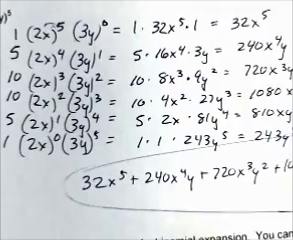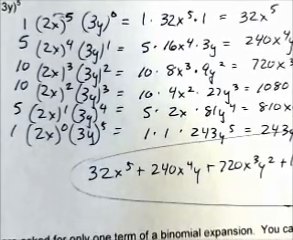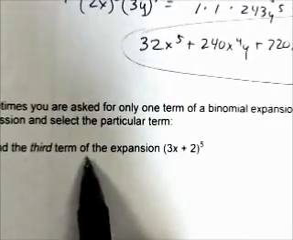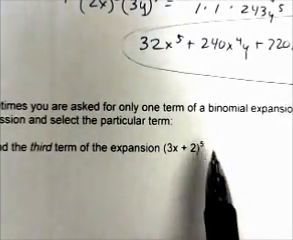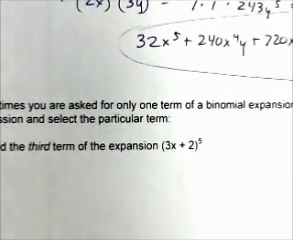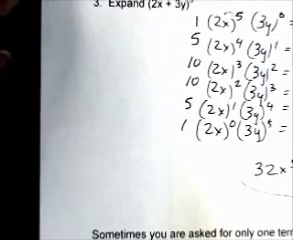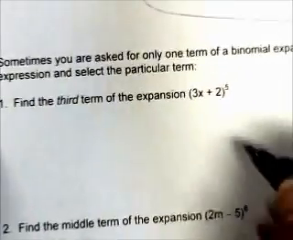Now, sometimes you are asked for only one term of a binomial expansion. You can expand the entire expression and select a particular term. So in this case, we want to find the third term of the expansion, 3x plus 2 raised to the 5th power. All right, so we want to raise this to the 5th. So I'll look up at Pascal's triangle and copy down this line, 1, 5, 10, 10, 5, 1.